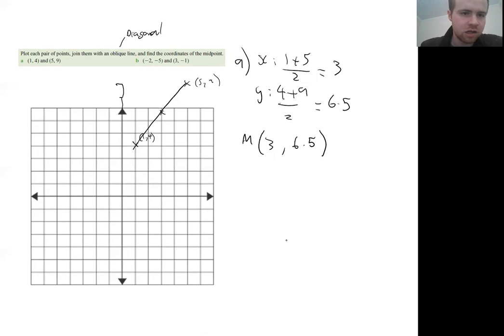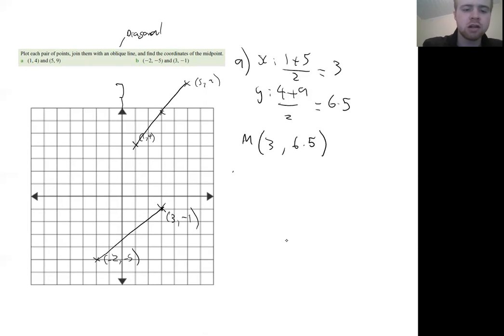Okay, let's look at this other one here. We're going to look at -2 and -5. So go across 2 to the left and then down 5. 1, 2, 3, 4, 5. So it's -2, -5 there. And then 3, -1. Always make sure you don't get your x and y's mixed up. X is always horizontal. The first number is how far you go across. And then the y value is how far you go up or down. So we want to find the midpoint between these ones here.